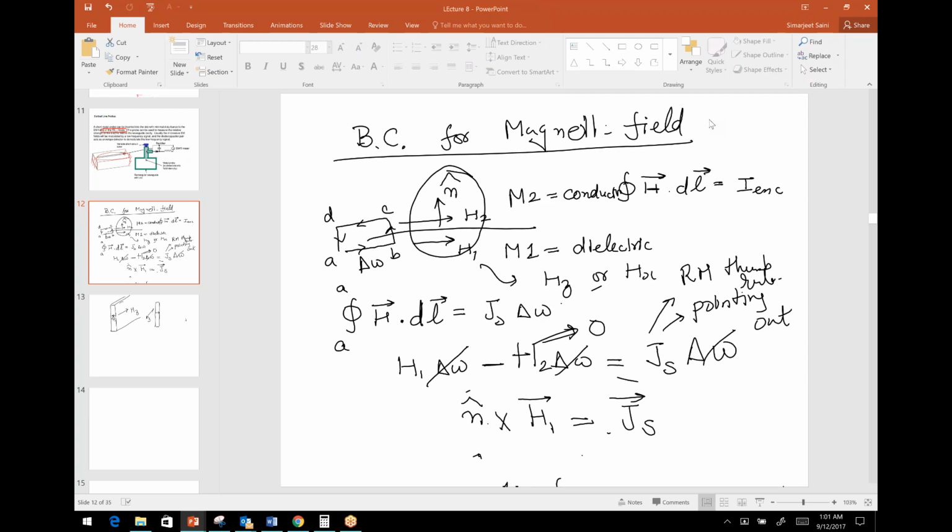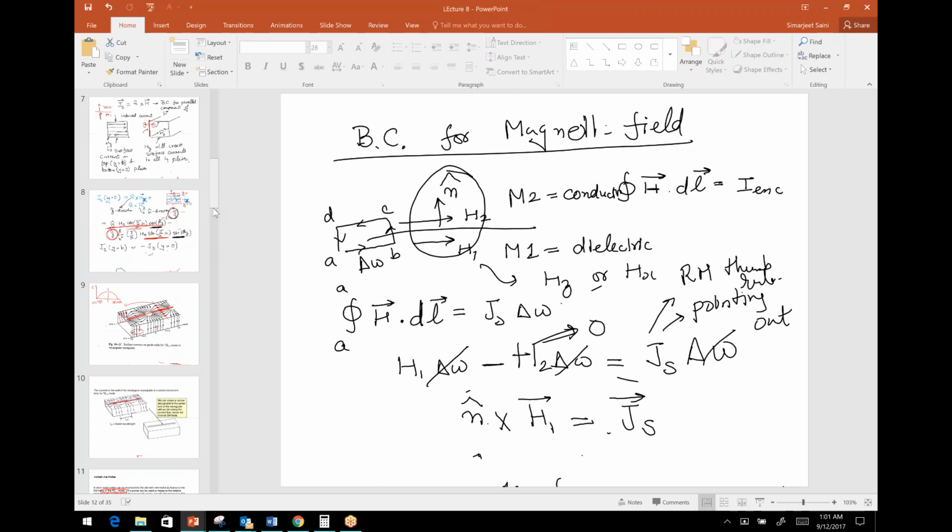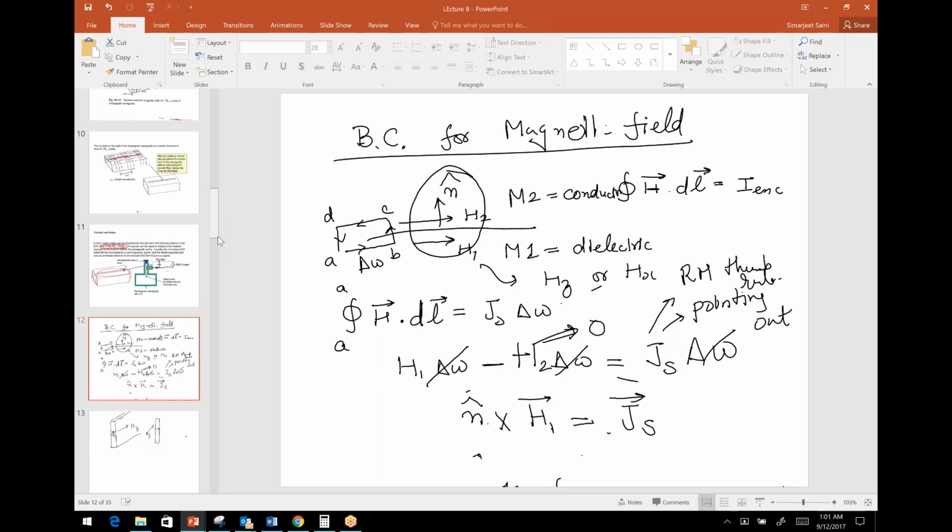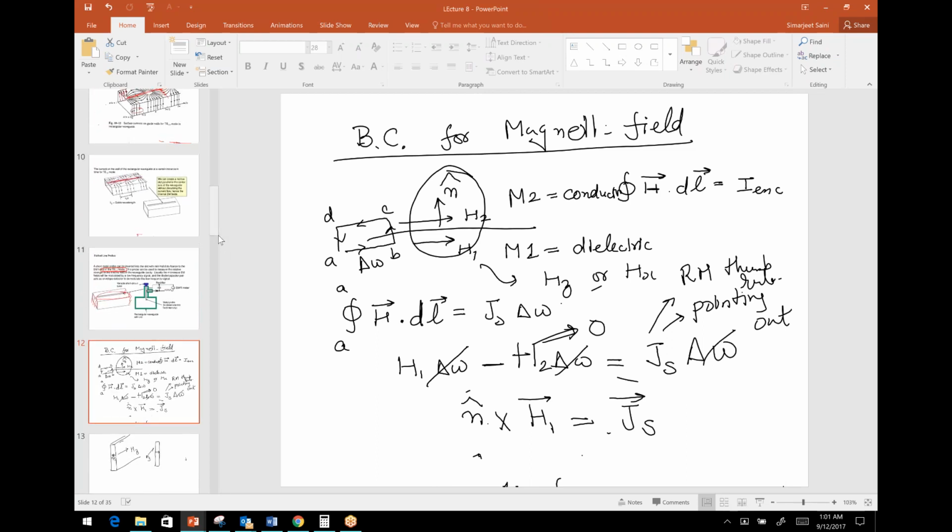So these boundary conditions are taken with the conductors as perfect conductors. Correct, sir? Perfect conductors, yes. So that is the error you get in all these calculations.